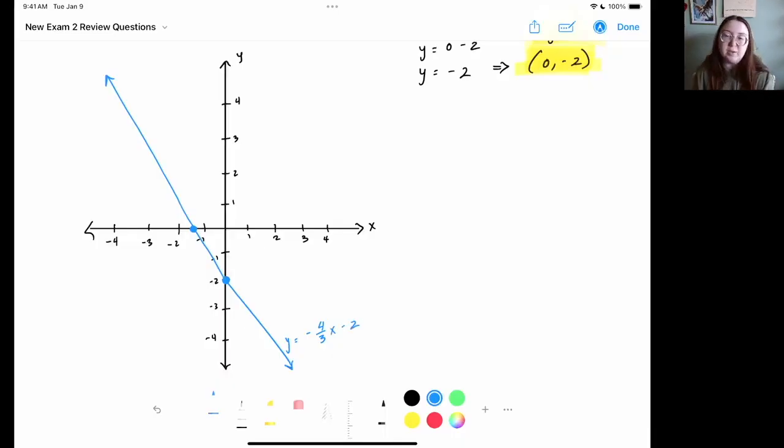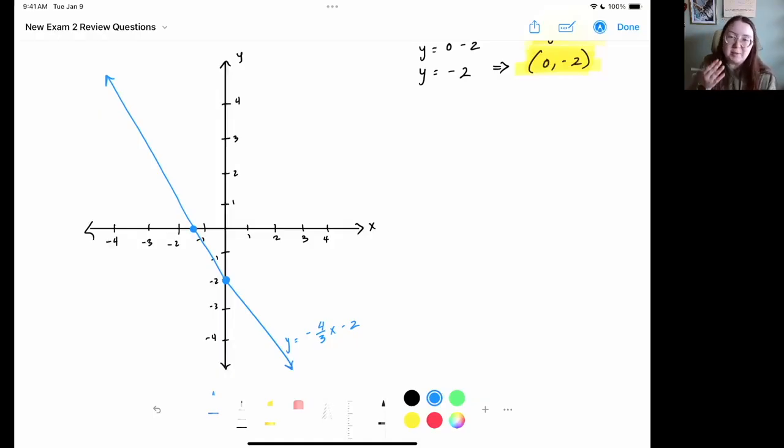And there we go. We did this by hand, so it doesn't need to be absolutely perfect. It just needs to look somewhat accurate. And this looks somewhat accurate. We connected a line between the 2 points. And so we have our graph of our line there.